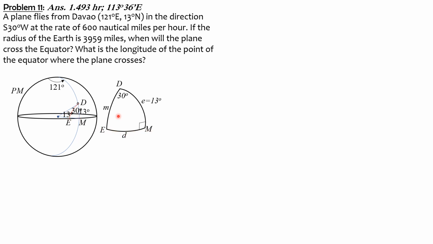Opposite to capital M is small m. Opposite to E is small e. To angle E is small e, 13 degrees. And angle D is 30 degrees. So given would be angles D and E. Then let's have the Napier circle.